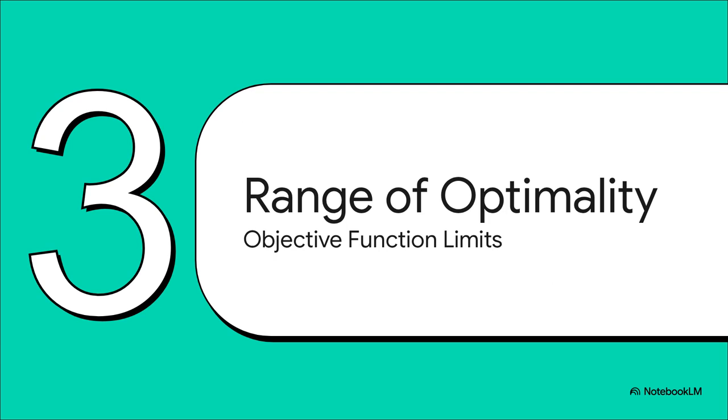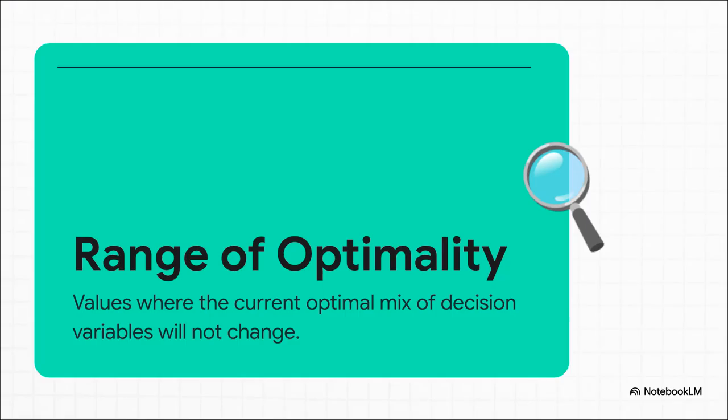Section 3. The range of optimality. Moving on to the next crucial metric, let's look at the range of optimality. This is basically all about how much our per-unit profits can bounce around in the market before we have to totally tear up our plans and formulate a brand new production mix. This rule strictly applies to your objective function coefficients, which usually just means your unit profits.